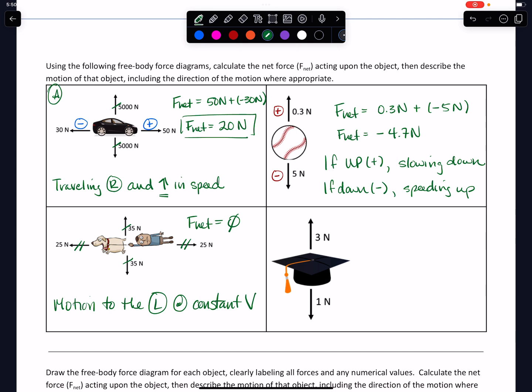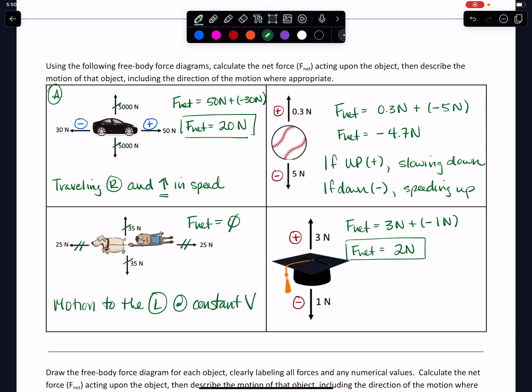Last, we've got our graduation cap. So I have 3 newtons up, 1 newton down. Remember, our upward direction is positive. Our downward direction is negative. So in this case, F net is going to be equal to 3 newtons plus negative 1 newton, which means our F net value will be equal to 2 newtons total, and that's positive.